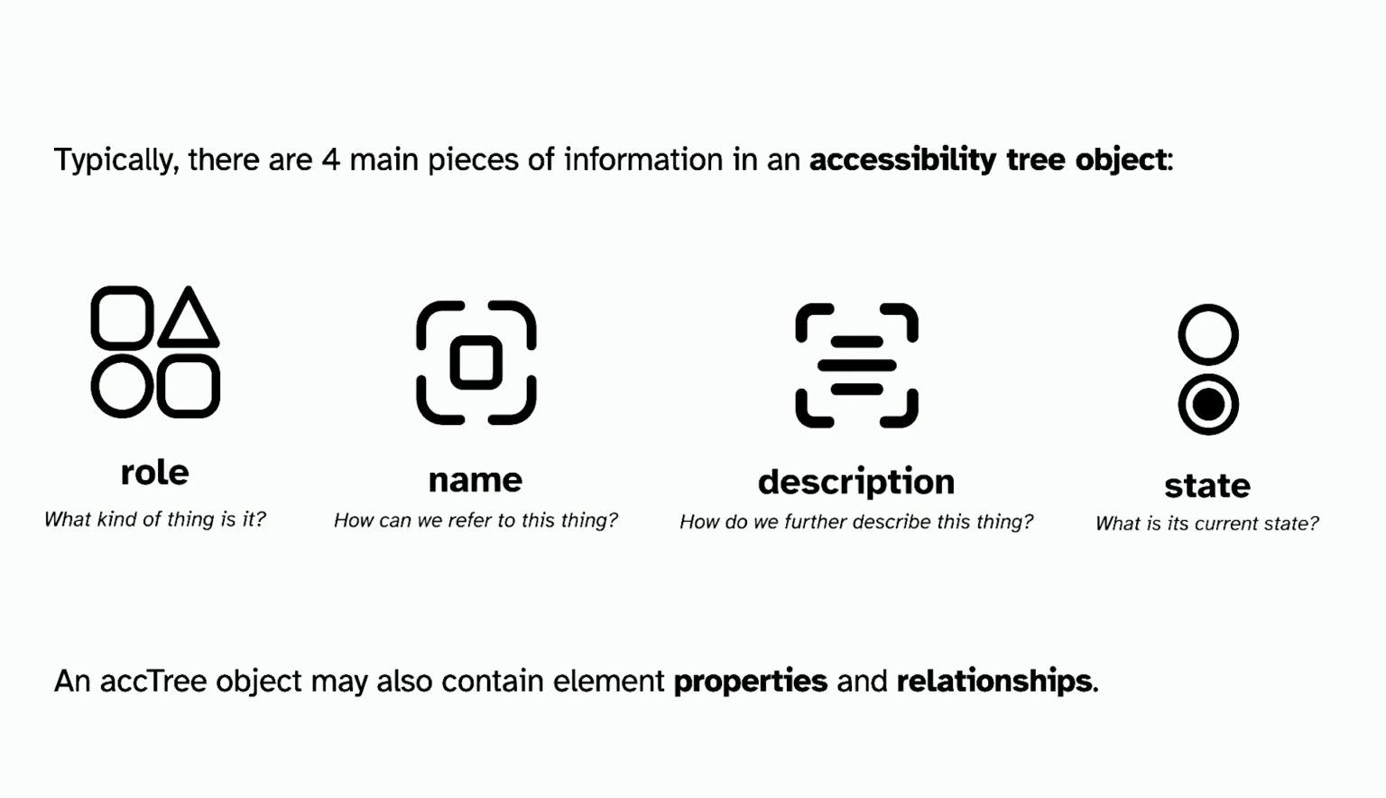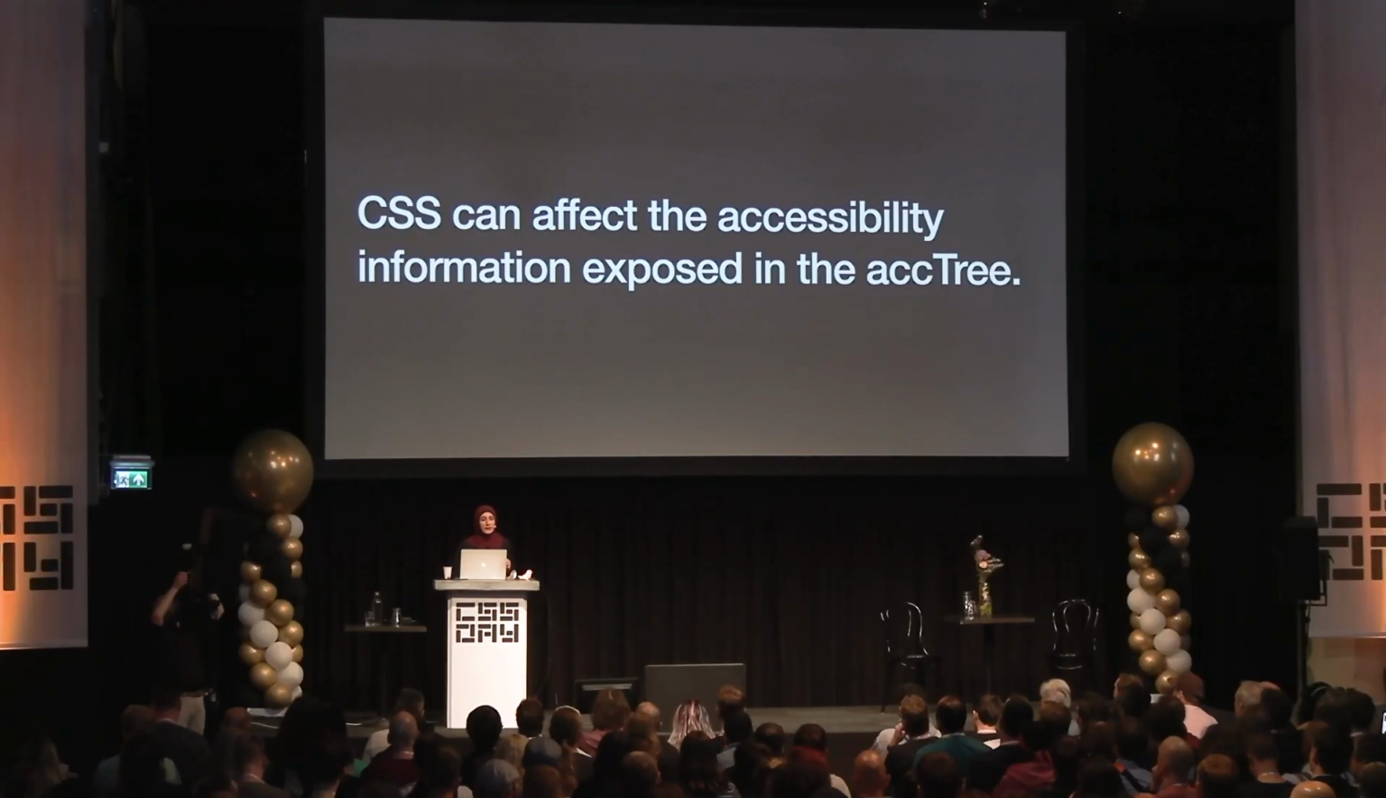All this information is necessary for assistive technology users to understand the elements of a web user interface. Without them, the user interface is not going to be understandable. The CSS you write can affect the accessibility information exposed in the accessibility tree. It can affect the role, especially depending on the browser and screen reader combination. It can affect the name and description of an element, and it can even affect whether an element is exposed in the accessibility tree at all.